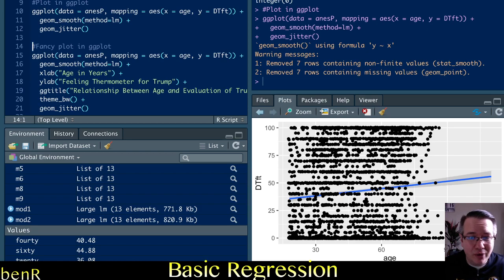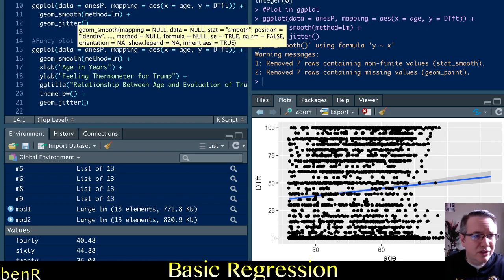And you can see there are a whole bunch of people that gave Donald Trump a 100 on that feeling thermometer score up at the very top of this picture. And there are a whole lot of people that gave Donald Trump a 0 down at the bottom of this picture. And those folks pretty much go up and down the age range. So there were plenty of young people that gave Trump a 0. There were plenty of young people that gave Trump 100. There are plenty of old people that gave Trump a 0. There are plenty of old people that gave Trump a 100.